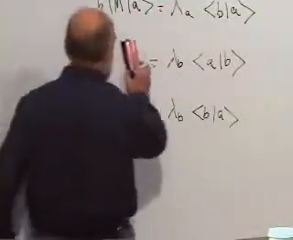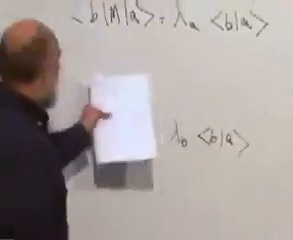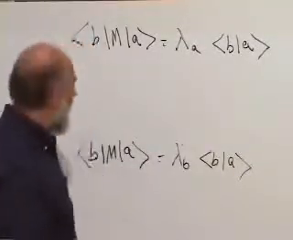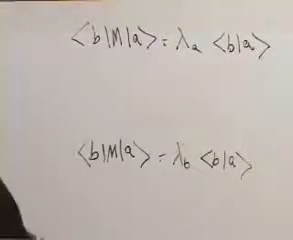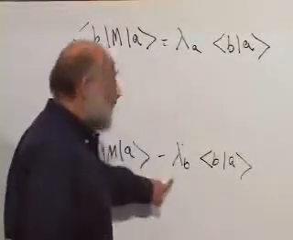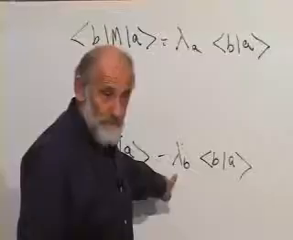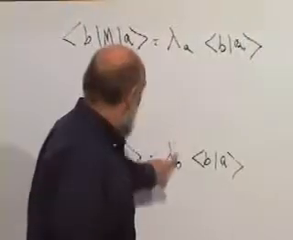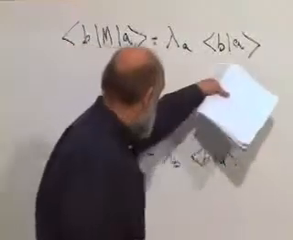Now I have two equations. One of them says ⟨B|M|A⟩ equals lambda_A times ⟨B|A⟩. The other one says ⟨B|M|A⟩ equals lambda_B times ⟨B|A⟩. There are two possible conclusions. One conclusion is that lambda_A equals lambda_B. But I told you already, I'm talking about two eigenvalues which are known to be different. So by assumption, lambda_A and lambda_B are not the same. If they are not the same, there's only one way this can be true, and it's that ⟨B|A⟩ is 0.